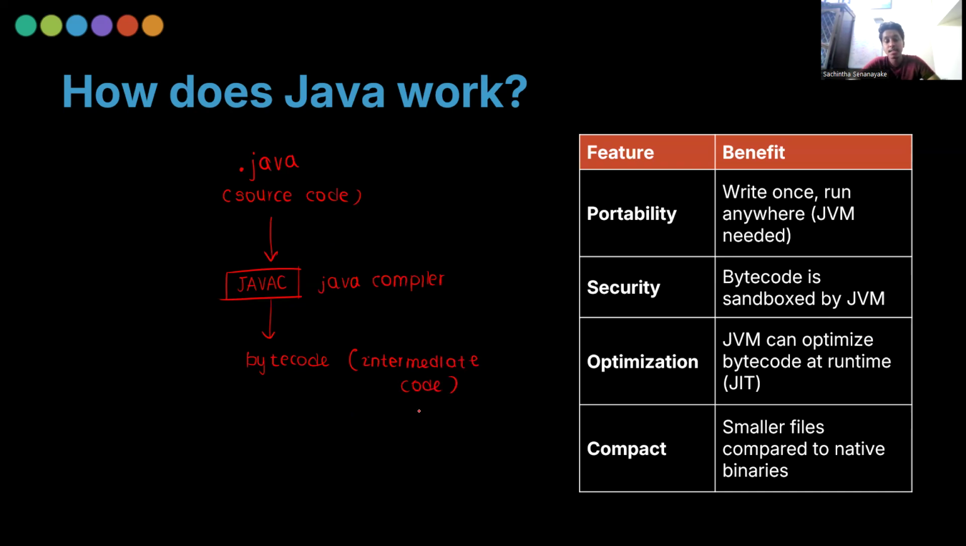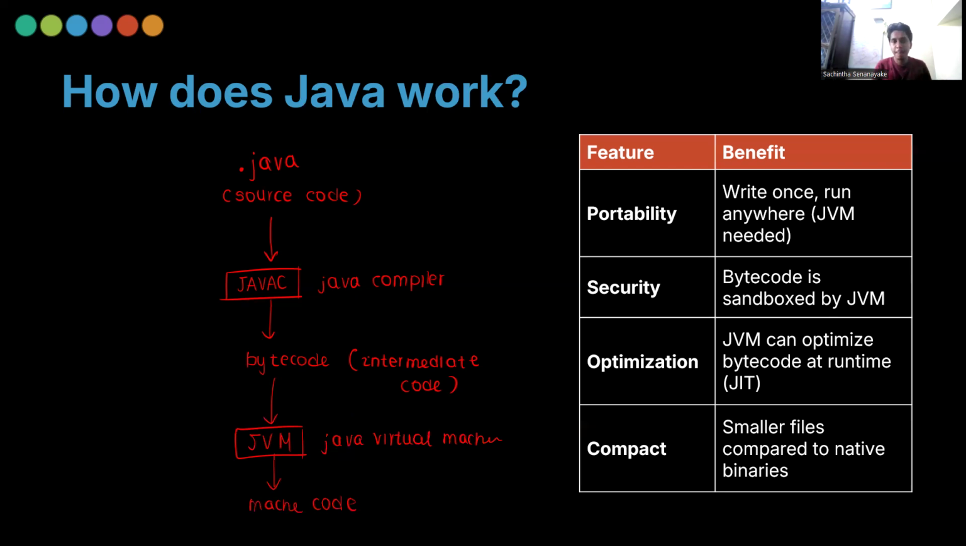I hope that makes sense to you guys. This is the intermediate code. Now, Java, as a result of producing this bytecode, allows this bytecode to run on any machine. But the idea here is that even though bytecode is machine independent, it still needs something called the JVM, the Java Virtual Machine, to then convert this bytecode into machine code.